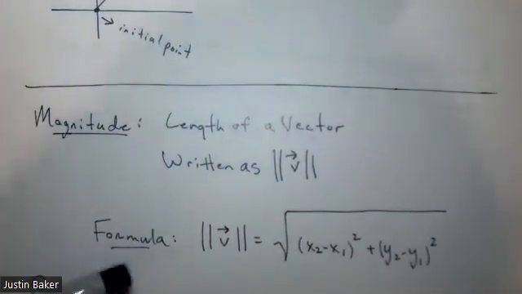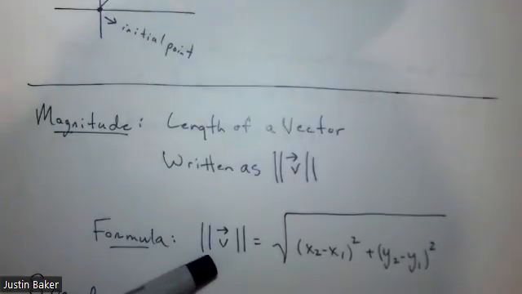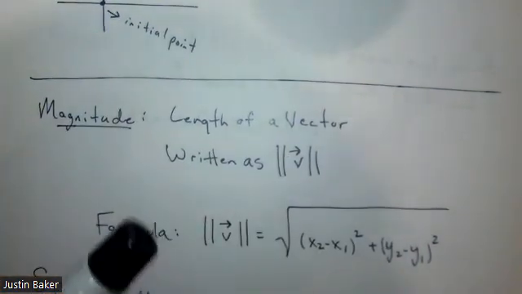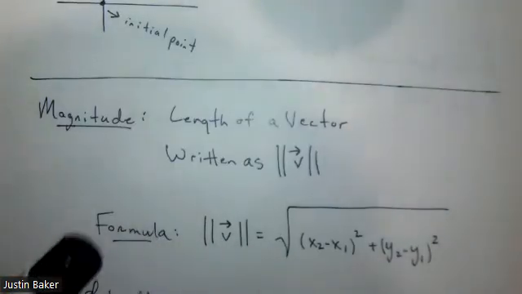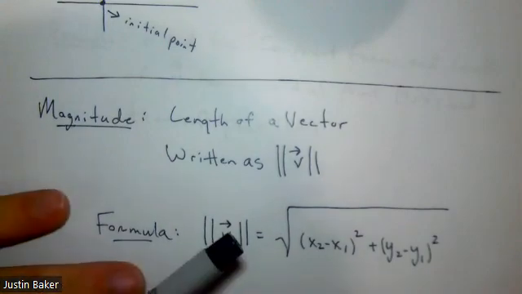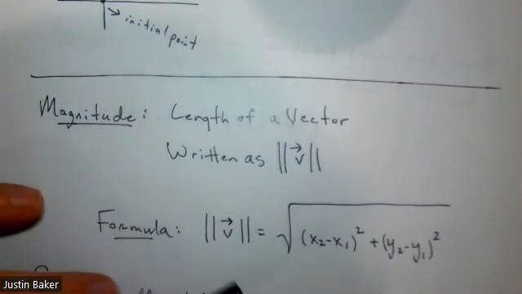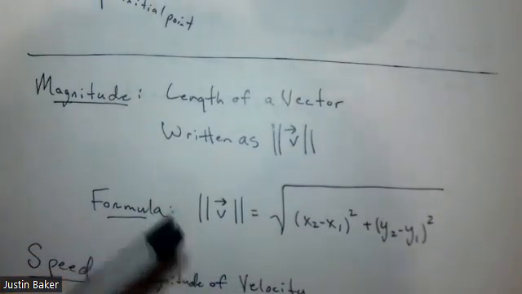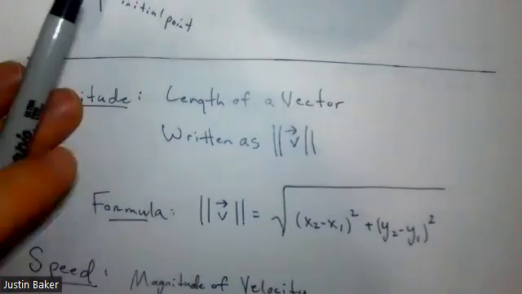So the formula for magnitude, now this is if we had vector V, the formula is the square root of (x2 minus x1) squared plus (y2 minus y1) squared, tucked underneath a radical. So when you think about it, that's basically the Pythagorean theorem, right? That's like saying the differences in your x's, the differences in your y's. And when you square both of those quantities and take the square root, that kind of mimics finding either distance or finding the hypotenuse of a right triangle. So magnitude is going to be the length of a vector, and this is our formula for that.